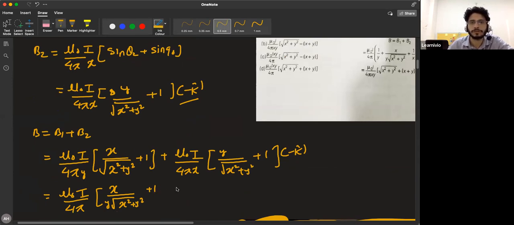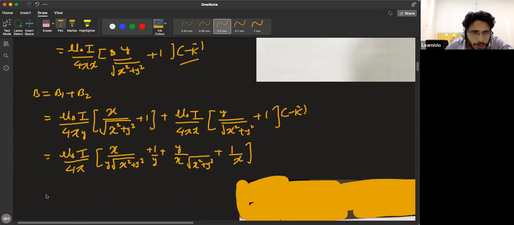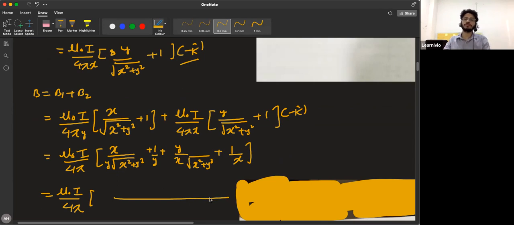Plus, y by, so multiply y here also. It's y by x into root over x square plus y square, plus it will be 1 by x here. So what we can do now, it's mu naught I by 4 pi. We can take something as LCM. A very lengthy calculation then.